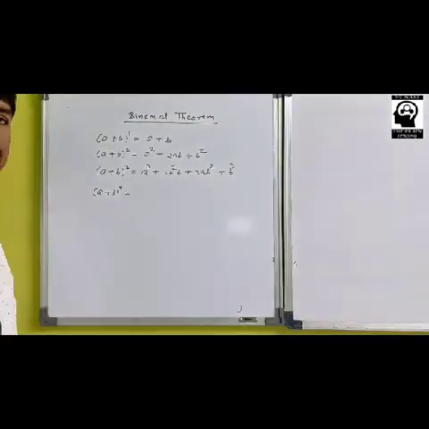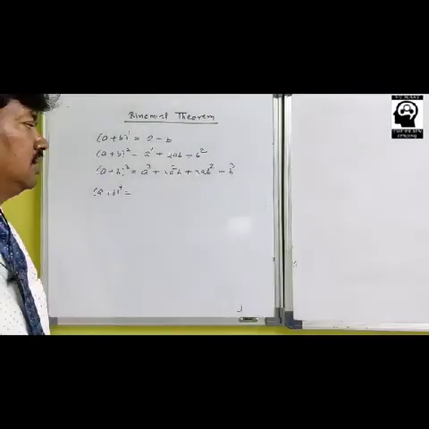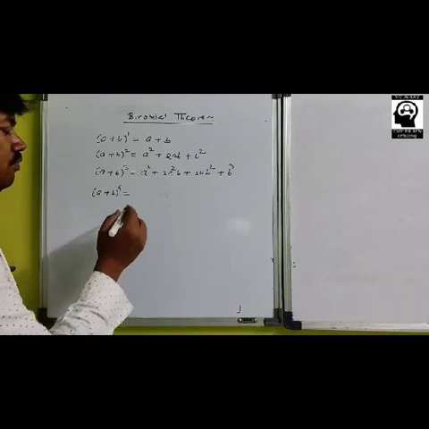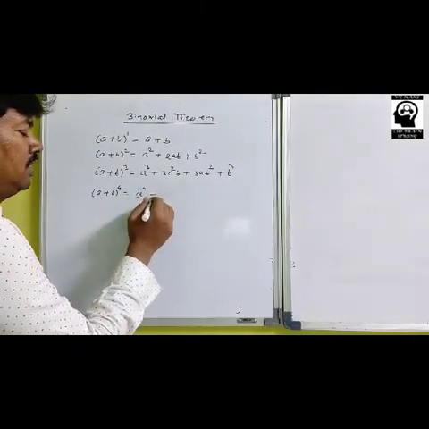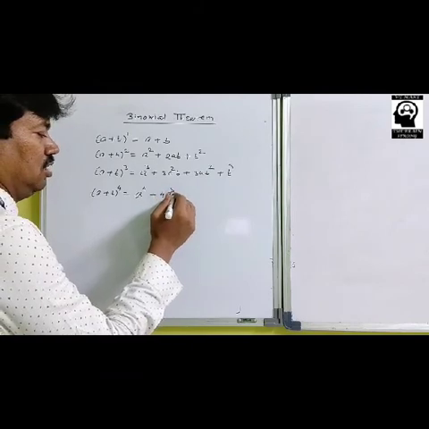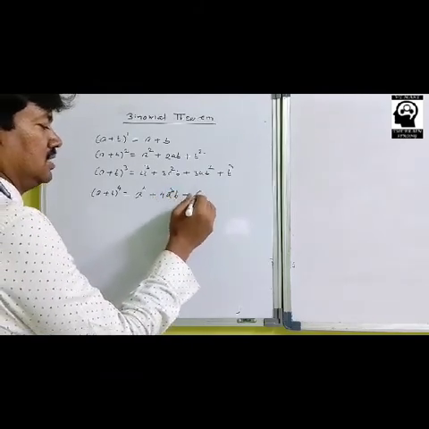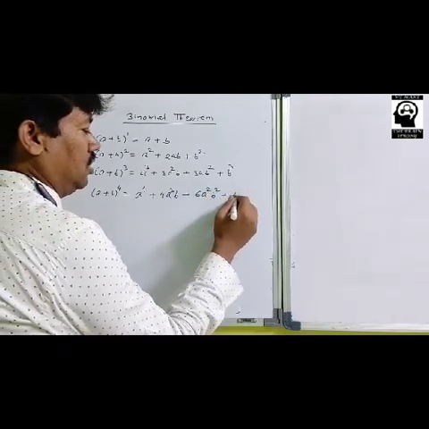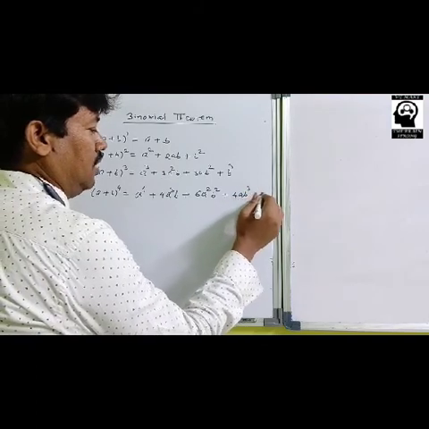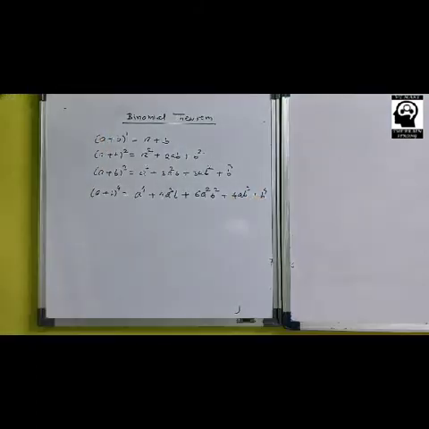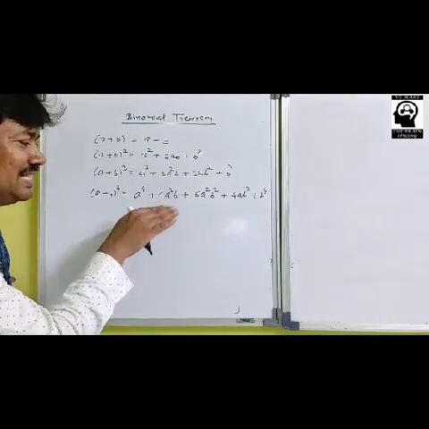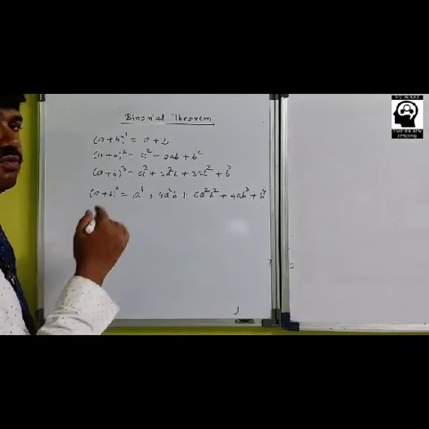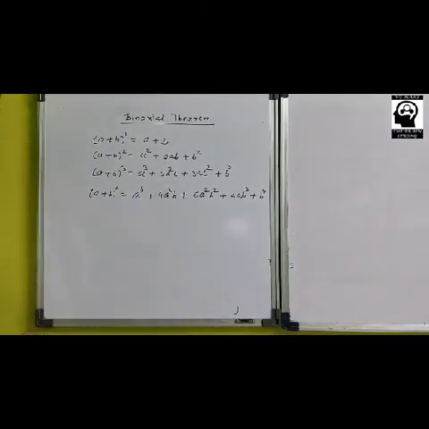If you look at this, you will find that a plus b raised to 4 is equal to a raised to 4 plus 4a raised to 3 b plus 6a square b square plus 4ab cube plus b raised to 4. If I know the previous expression, I can easily write the next. So how to write that next? How did we get this one? There is a very simple thing in this.